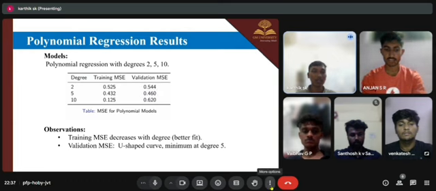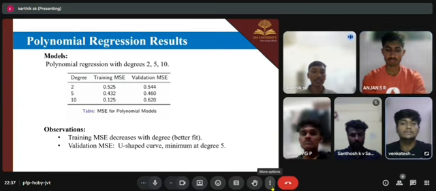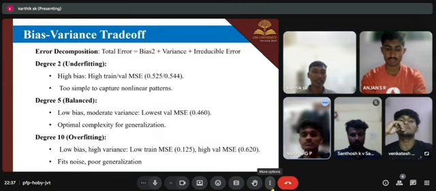Next, in the observation, we see that training MSE decreases with the degree, meaning a better fit. Next is the validation MSE, where a U-shaped curve has its minimum at degree 5. The next slide will be explained by Vaibhav.